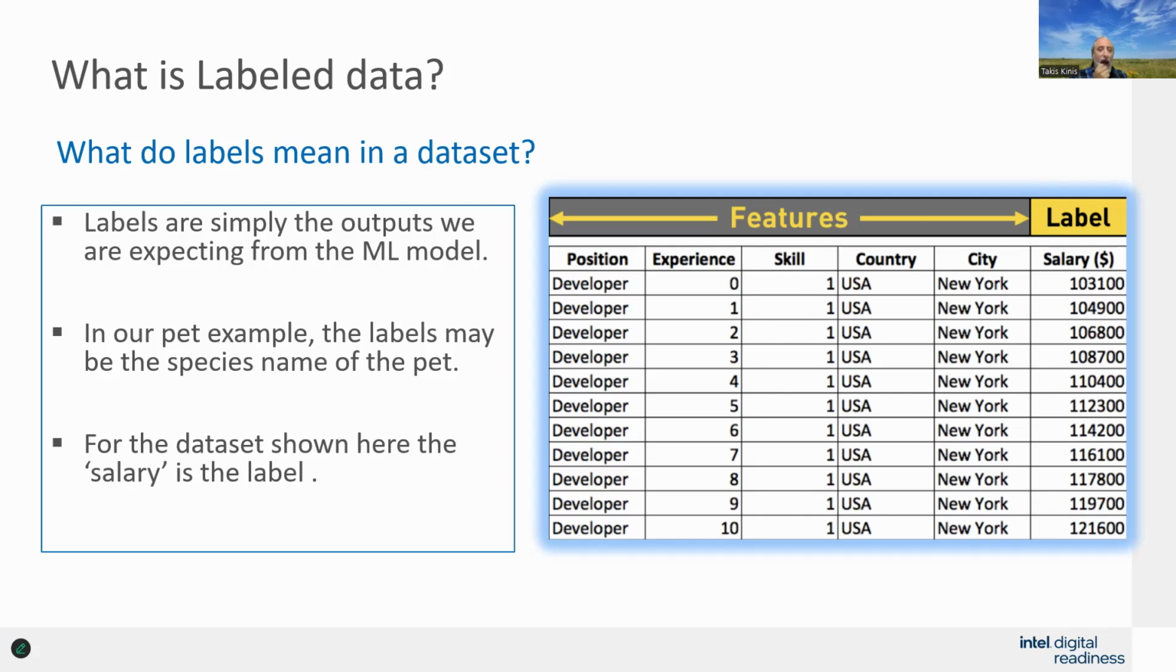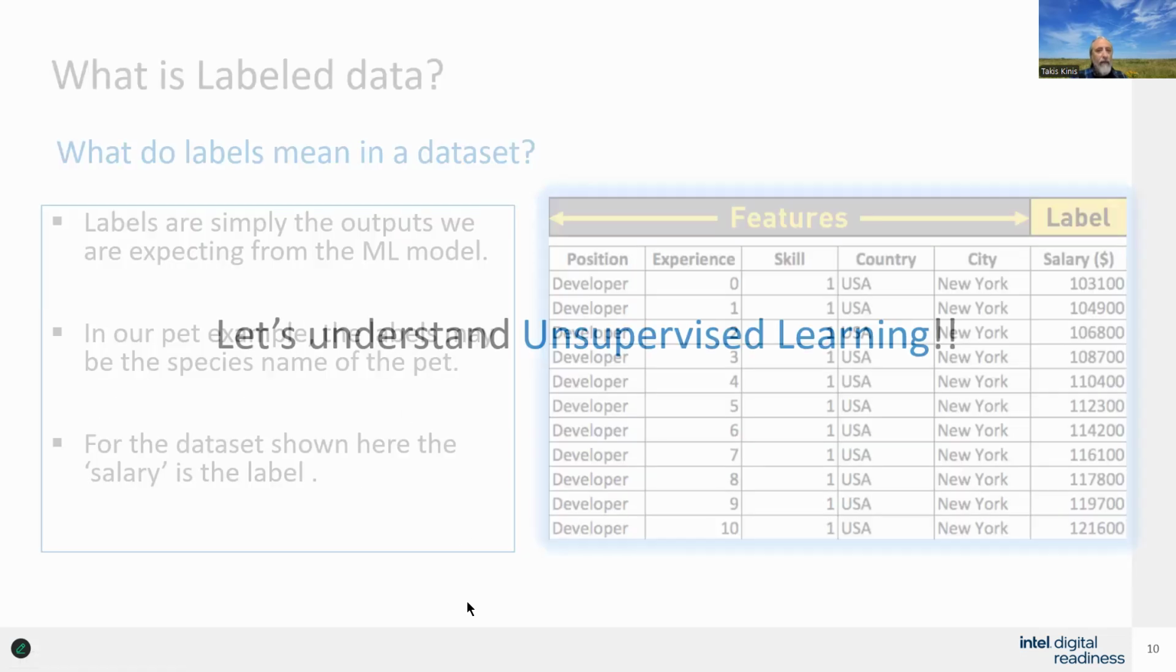That type of thing. It says in the pet example, labels may be the species of the pet name. That's what I was saying. Here, it would clearly be the salary. And why are we looking at that? Because that is our target output. So for the Fitbit data, we're looking for health level. For the pet, we're looking to see what species it is. For the developers, we want to see how much money they're making. So that becomes the labeled data in that data set.